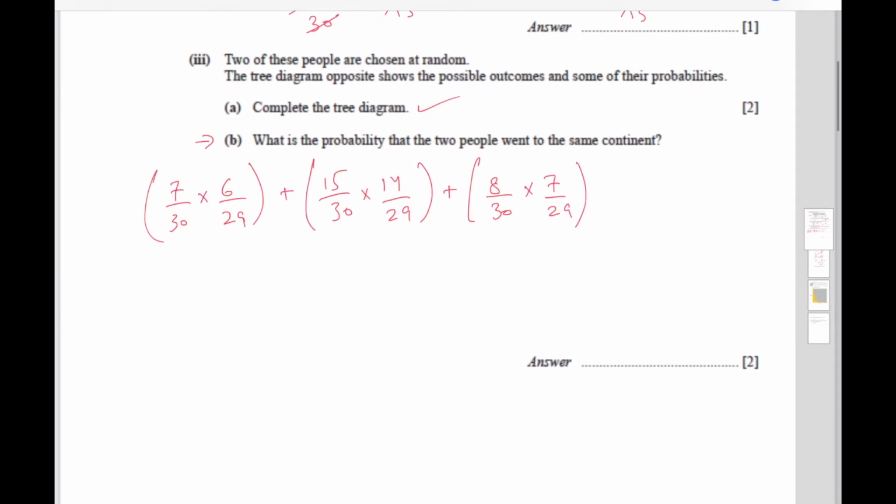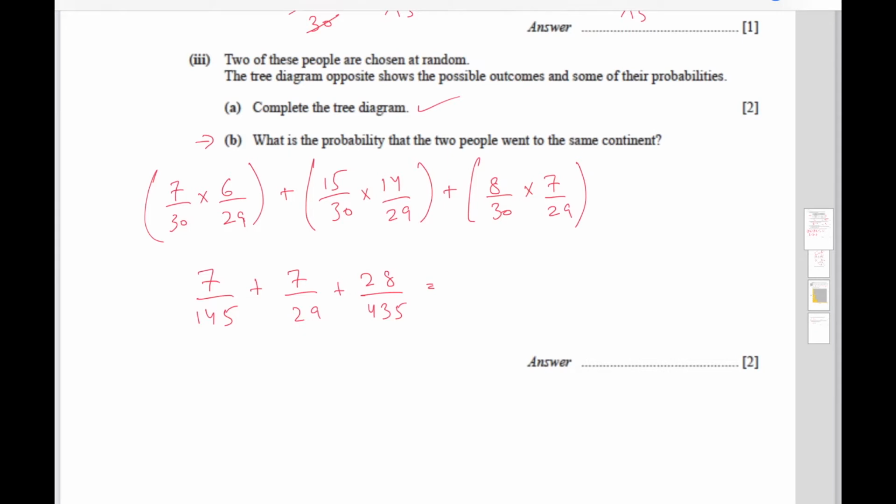Okay, let's multiply these. 7 over 30 times 6 over 29 gives us 7 over 145. I'm using the calculator, by the way. 15 out of 30 times 14 over 29 gives us 7 over 29. And the last one, 8 out of 30 times 7 over 29, gives us 28 out of 435. Okay, let's add all of them.